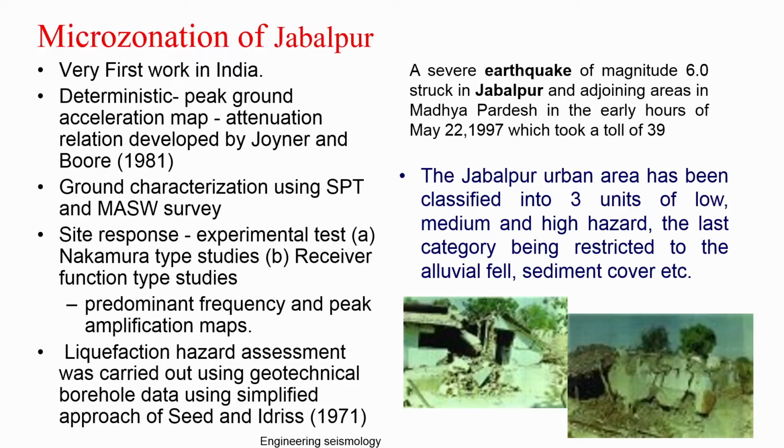This work was published around 2004 or 5, but they used the GMPE developed by Joyner and Boore 1981. So, when we talk about a predictive equation, we said that any predictive equation should properly represent a region and should be as recent as possible. Okay. These people also did a complete ground characterization, which is the second step.